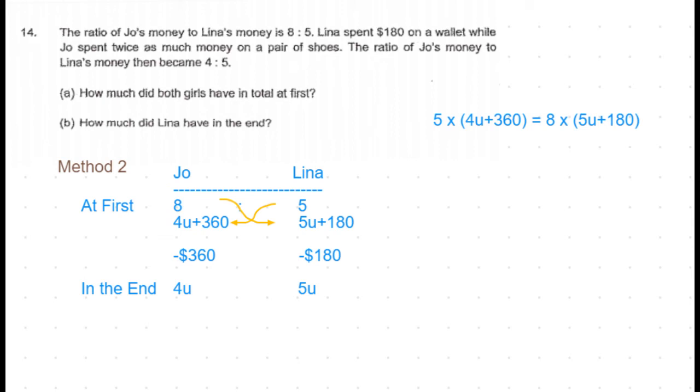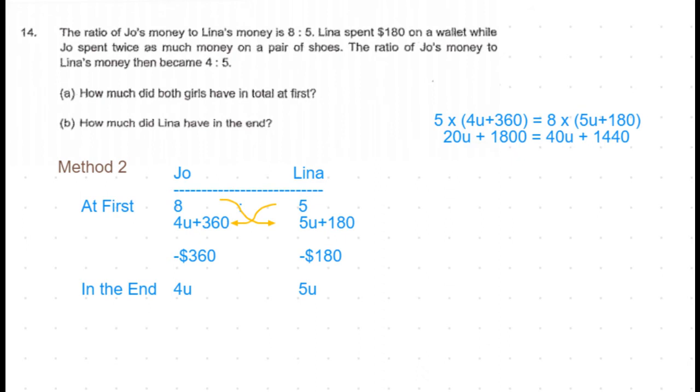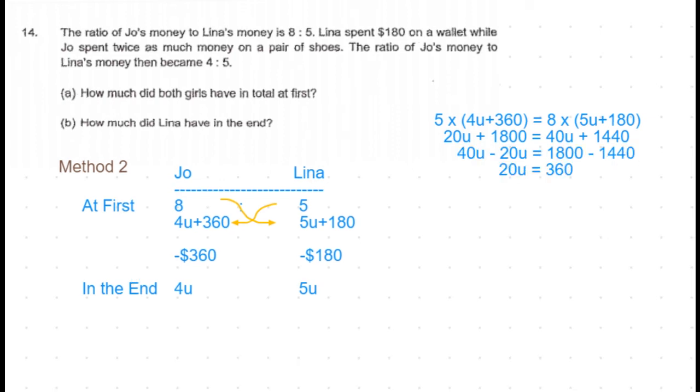So let's expand the equation. 4 times 5 is 20 units, plus 5 times 360 is 1800, should be equal to 8 times 5 units is 40 units, plus 8 times 180 is 1440. So the difference between 40 units and 20 units is 20 units, and the difference between 1800 and 1440 is 360. We again get the value of 1 unit to be equal to 18.